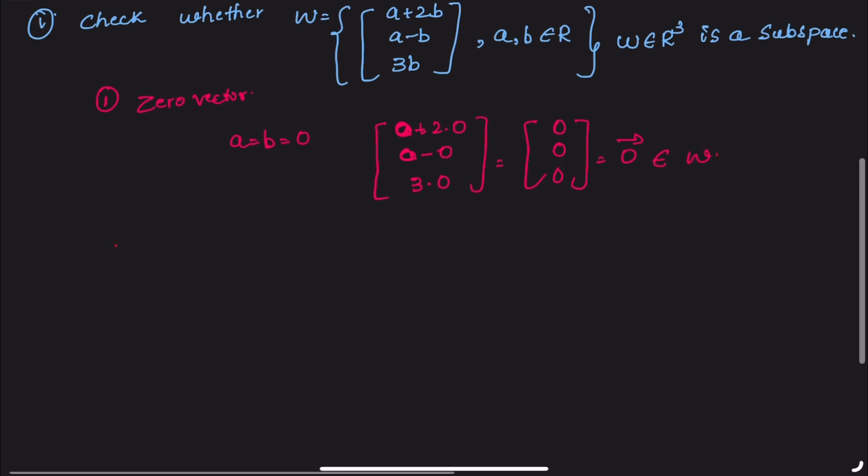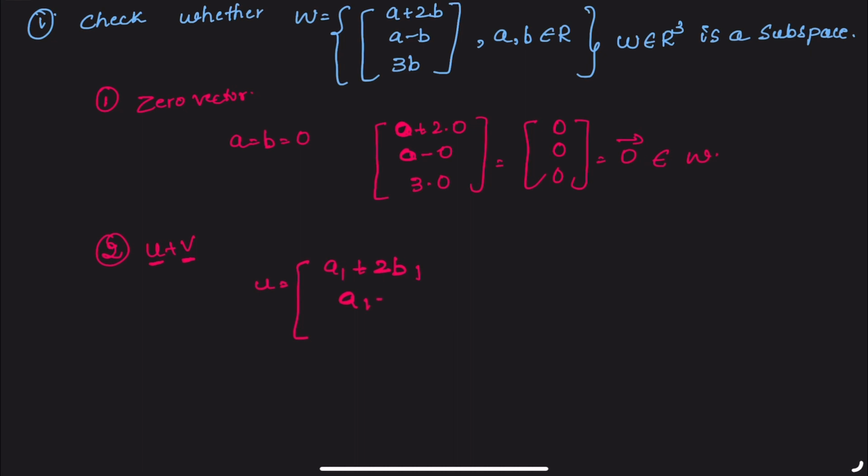Now the second one is closure under addition, u plus v. We need two separate vectors for u and v. So u is equal to (a1 plus 2b1, a1 minus b1, 3b1), and v is equal to (a2 plus 2b2, a2 minus b2, 3b2).